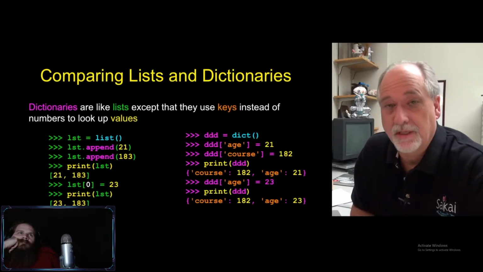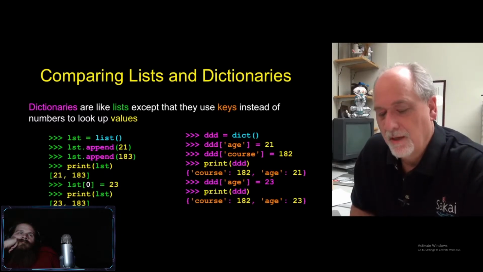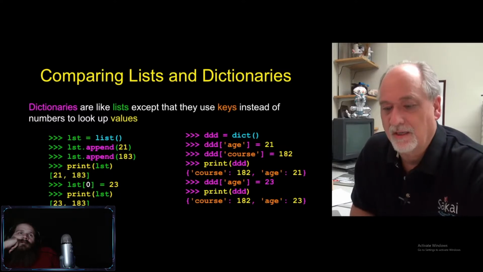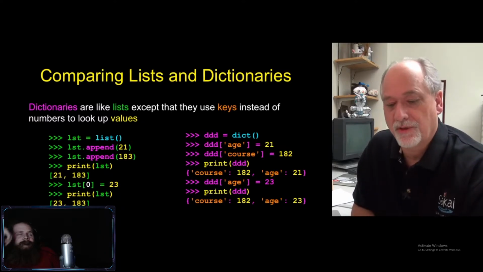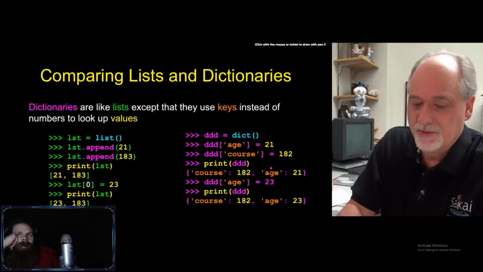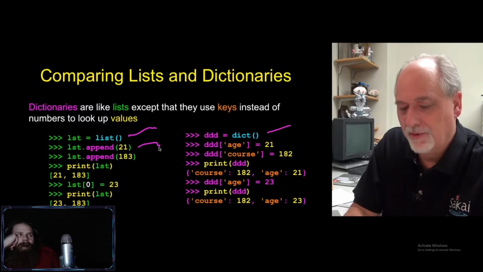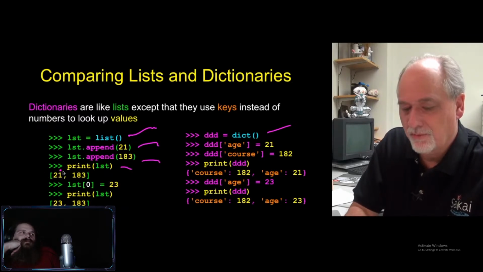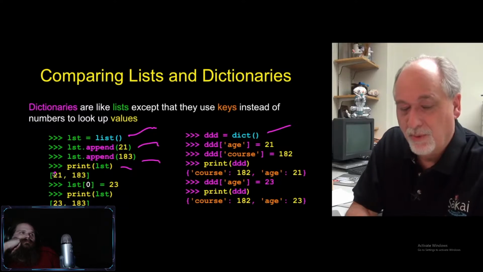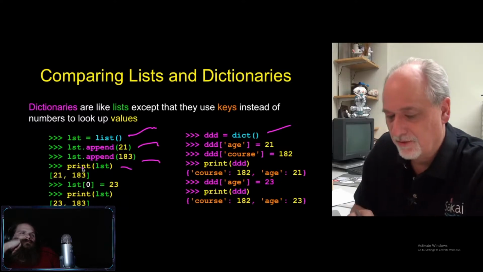We haven't talked a lot about deleting, but items can be deleted from them. The difference is the indexing mechanism, how we look things up, how we store things, and how we look things up. So we make an empty list, we make an empty dictionary. We add 21 to the end, and we add 183 to the end, and we ask it, and it says, oh, position 0 is 21, and position 1 is 183. We don't see the positions when we print it out because it's sort of implicit.